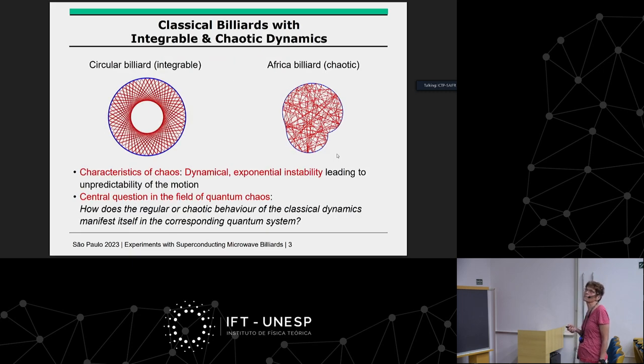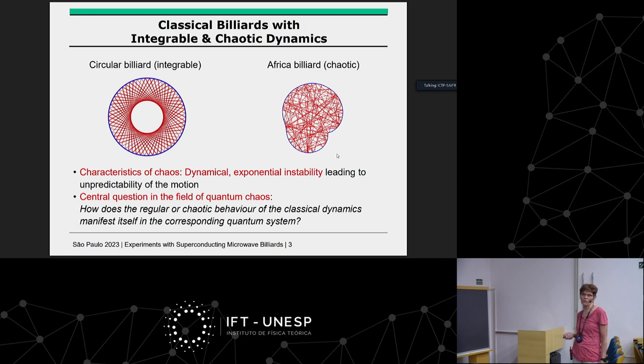Depending on the shape, like here's a billiard with an integrable dynamics, here's one with a chaotic dynamics, a so-called Africa billiard. I mean, it has the shape of Africa if you reflect it along this boundary. In a circle billiard, the dynamics is integrable, so a particle will be reflected always with the same angle at the boundary, and you will have such a regular structure. Whereas when you start with one trajectory, one initial condition, and then wait long enough, the trajectory will fill the whole billiard area. The characteristic of chaos is exponential instability, which leads to unpredictability of the motion. So if you infinitesimally change initial conditions, then you will get a completely different trajectory.